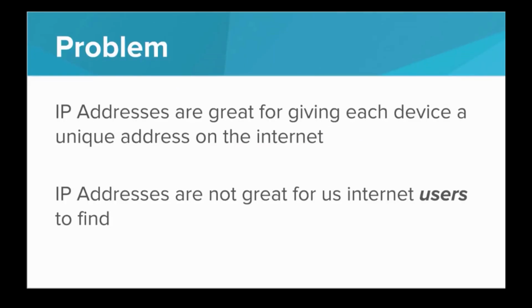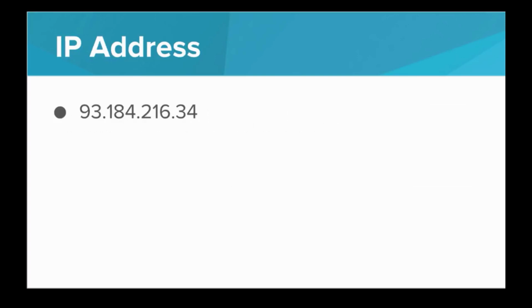So this is great. Every machine on the internet has its own address, and by typing in that address, we can get to that machine. This is a great system for giving each device a unique address on the internet. The problem is, these IP addresses are not great for us internet users to find. It's great for actually giving a unique address to every location on the internet. But you don't really want to be typing in all these numbers into your browser. You want to be typing in a name, such as google.com or codehs.com.